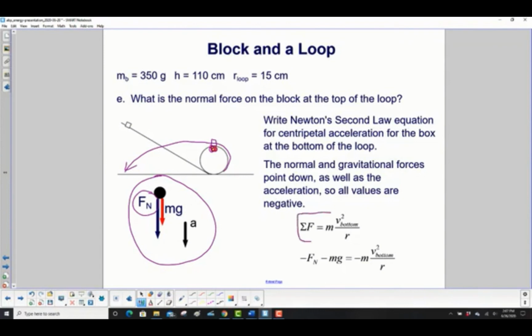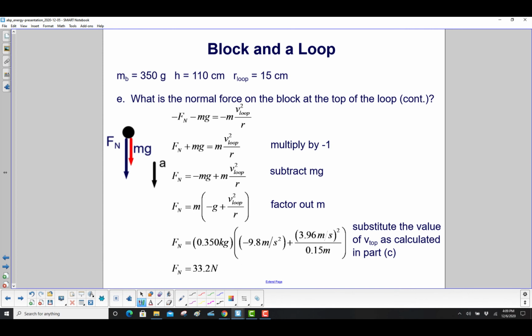Here's our equation, sum of the forces. This time I'm skipping the a because we know it's just m v squared over r. We have circular motion. Normal is down, mg is down, and ma is down. So we have all negative values for our forces in Newton's second law. What is the normal force on the block at the top of the loop? Well, we have our equation here, Newton's second law. Both the normal and mg are in the down direction, so they're negative, as is the acceleration. And since we're going in a loop, that is v squared over r. Okay, that's the acceleration for circular motion.